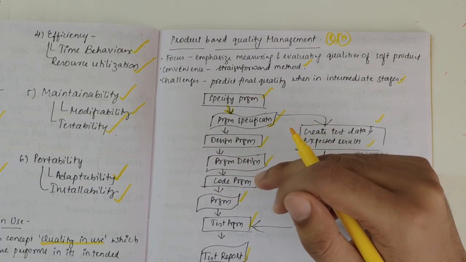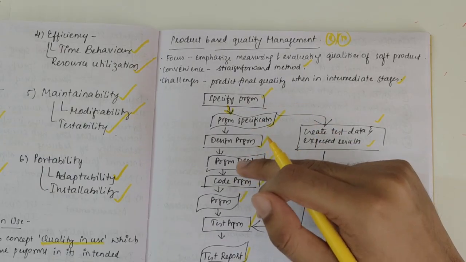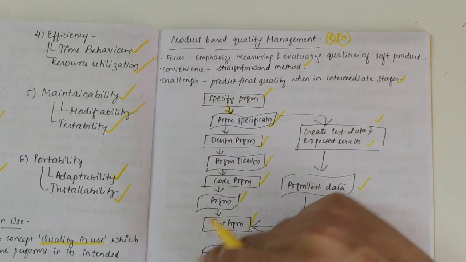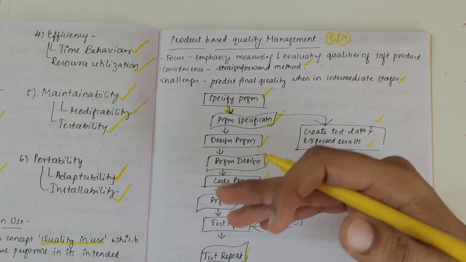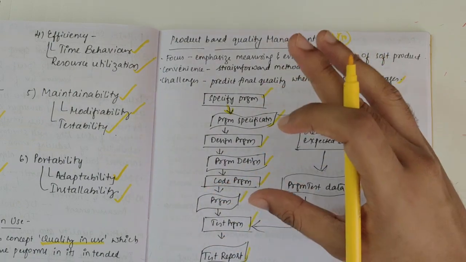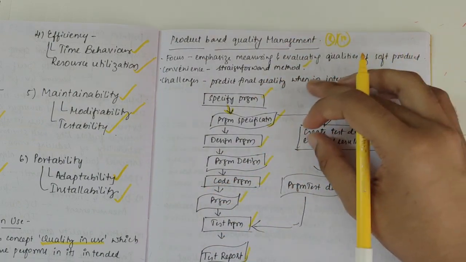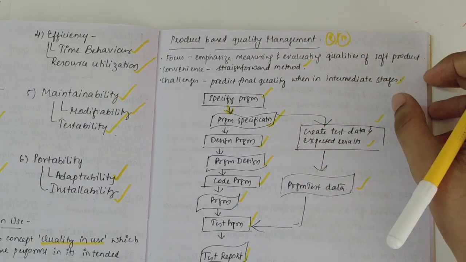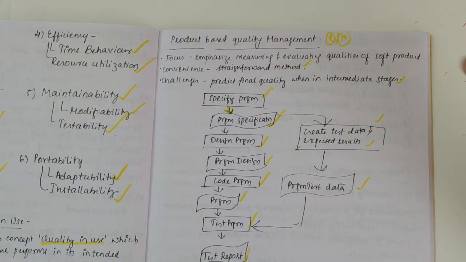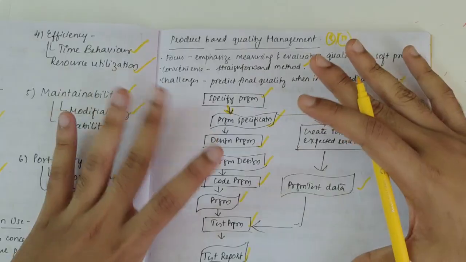Once the code is generated, we look into the program part, and then the test program. For testing the program, product-based testing is done. Then we create the test data and expected results. So expand this and fill the pages. That's it. This diagram is what matters.